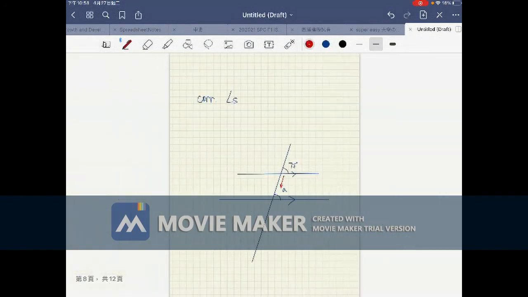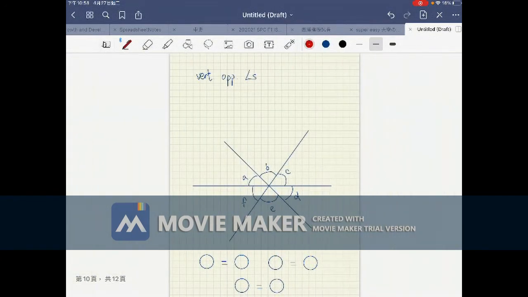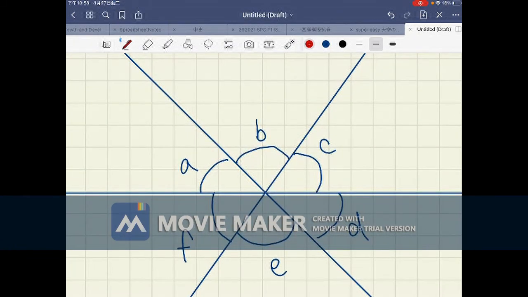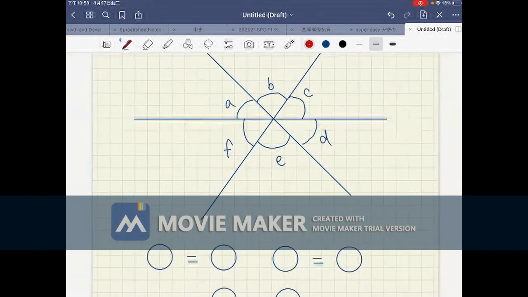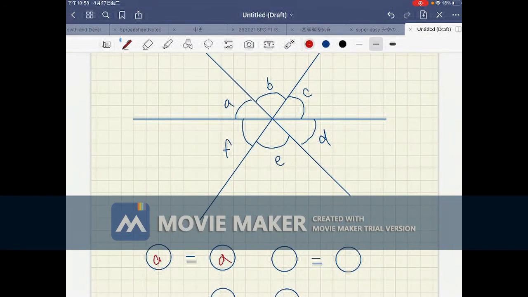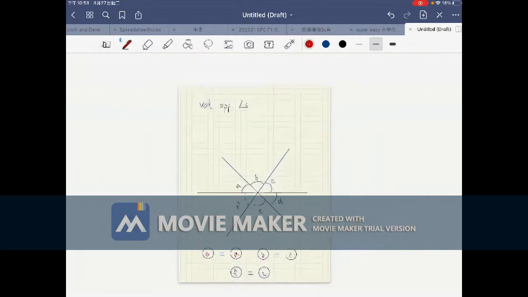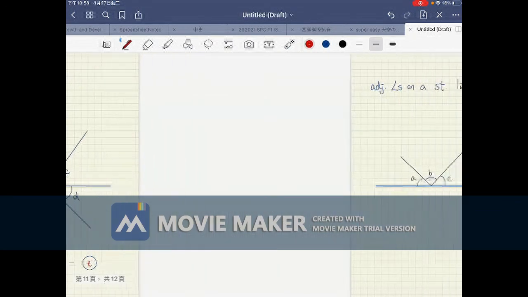So just now we talked about corresponding angles. For the next one, vertical opposite angles. Vertical opposite angles means that when they are at the same point, such as in this example, angle A is equal to angle D, angle B is equal to angle E, and angle F is equal to angle C. This is vertical opposite angles.